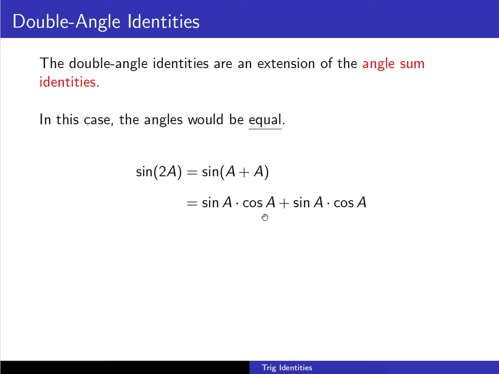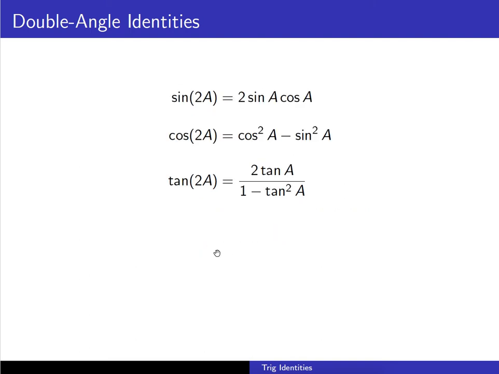So we have sine a cosine a plus another sine a cosine a. Again, when you add something to itself, you're doubling it. So sine a cosine a, when we add it to itself, gives us 2 sine a cosine a. Our double angle identities for sine, cosine, and tangent are given here. So cosine of 2a is cosine squared a minus sine squared a. And tangent of 2a is 2 times the tangent of a over 1 minus tangent squared a.